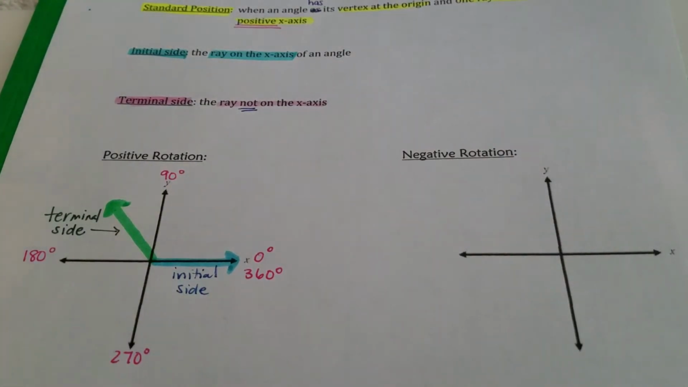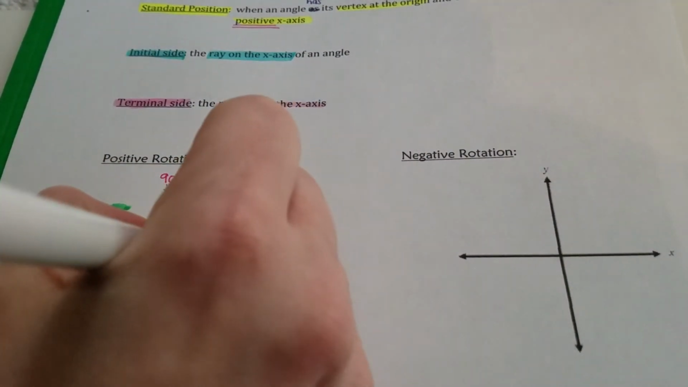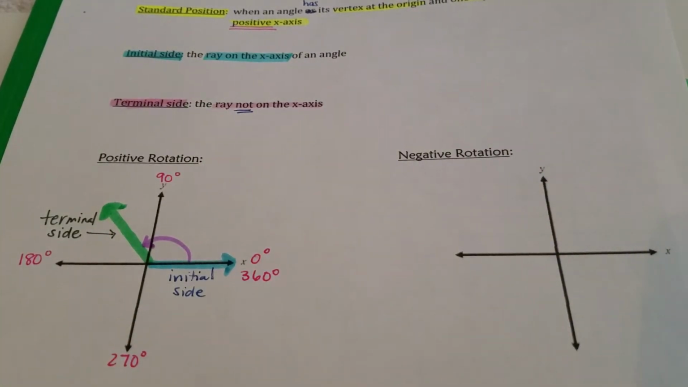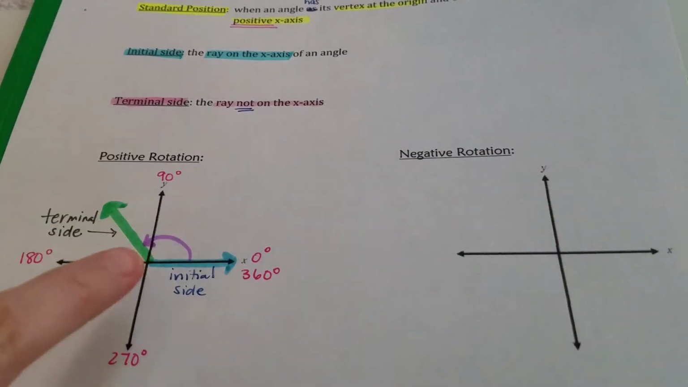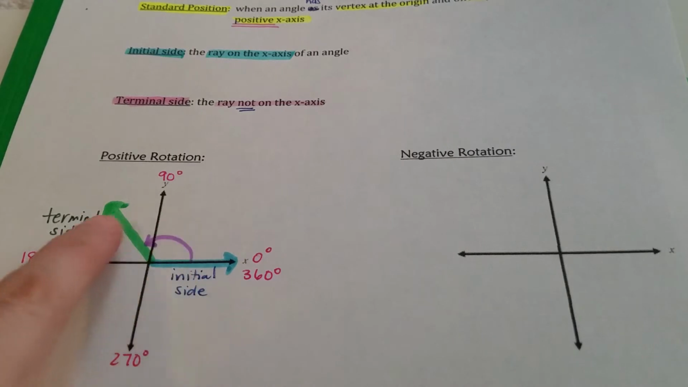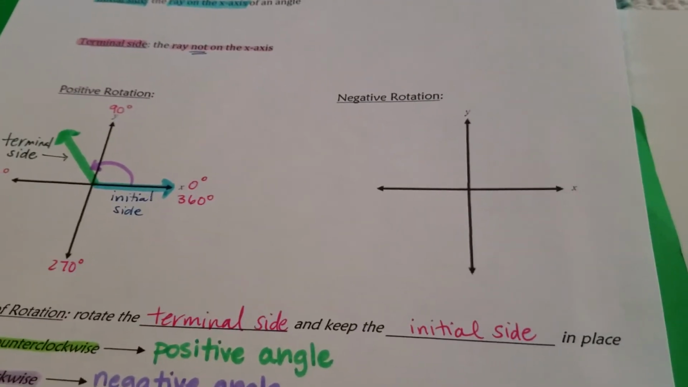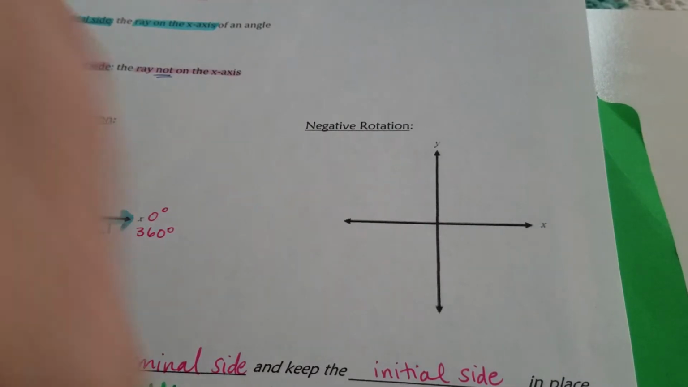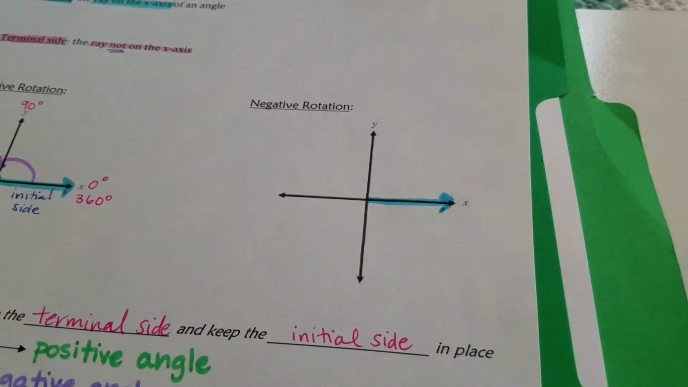When you make the angle, you start at the initial side and then draw your arrow showing where your angle is, and whatever it is, we are going to label it. Now, when you have a positive rotation, you are going counterclockwise. When you have a negative rotation, you are going clockwise. So again, you are always going to start here at 0 degrees. That's your initial side.